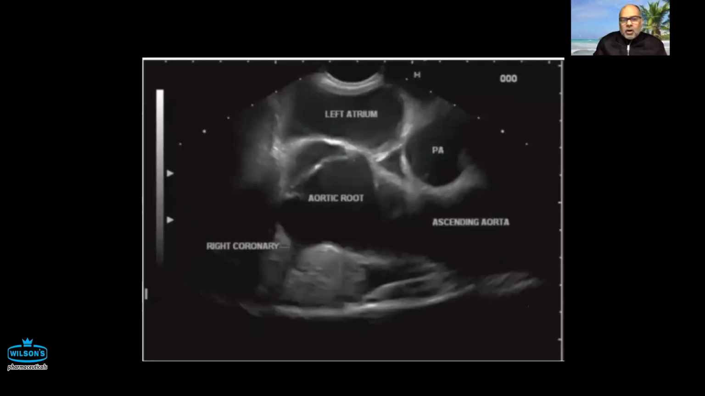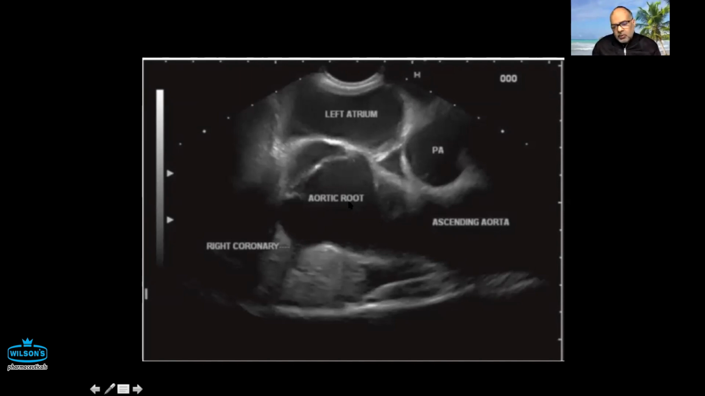Okay, and we're going to go back to the subcarinal region here. This is the pulmonary artery, this is left atrium, and this is the subcarinal region here. And you can see the aorta here and the aortic root here. And you can see this origin of the right coronary artery. Not important. We usually don't concentrate on that while we're doing that. The area of interest is usually here.